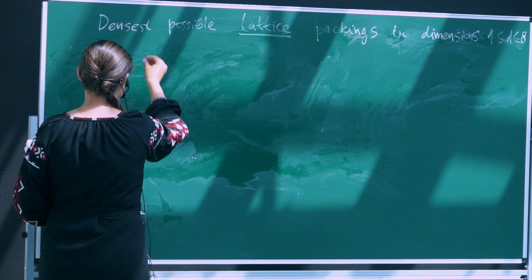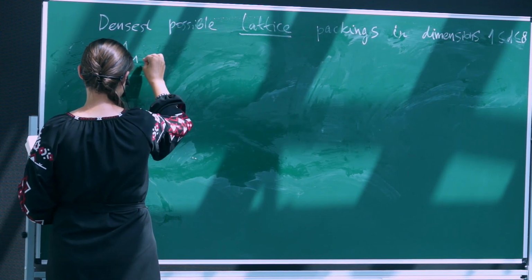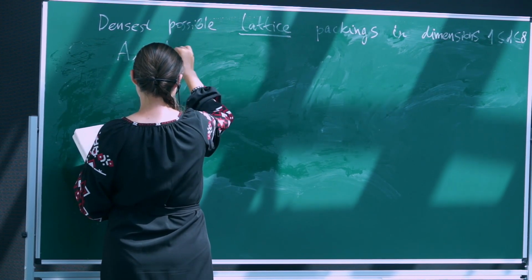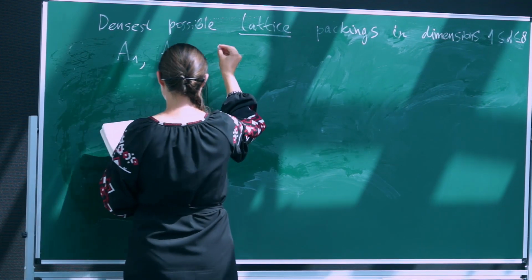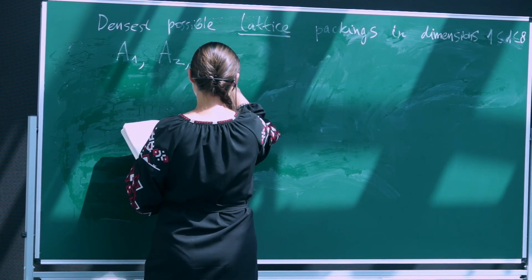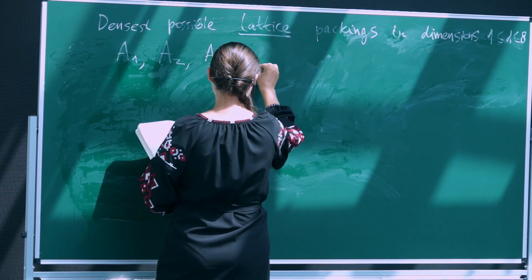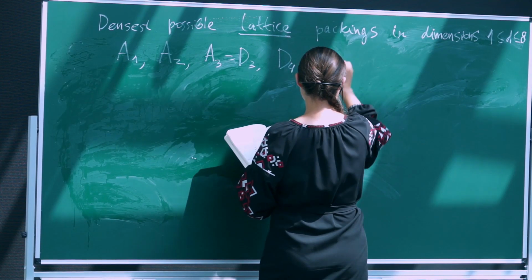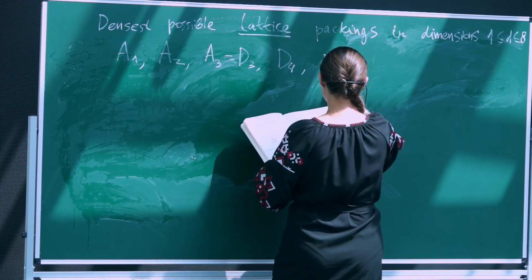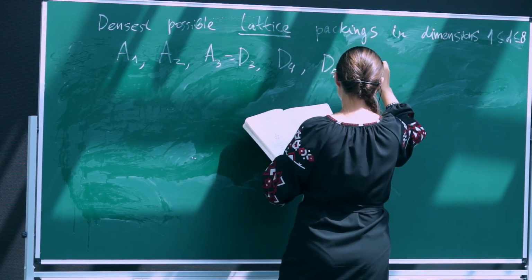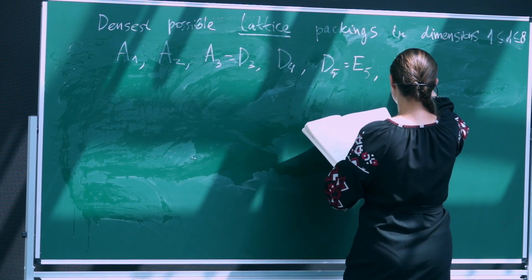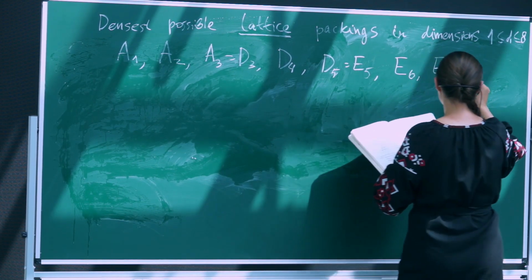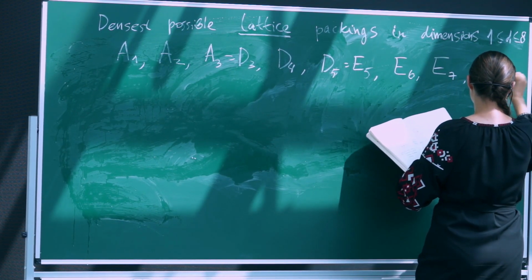Here again, in dimension 1, it is just the Z lattice or A1. In dimension 2, it is A2. In dimension 3, we have A3, which is the same as D3. In dimension 4, we have the lattice D4. In dimension 5, we have the lattice D5, which is the same as E5. Then we have the lattices E6, E7, and E8.